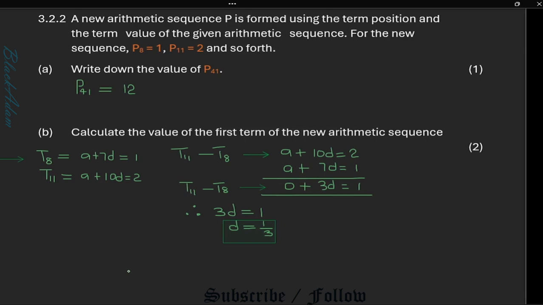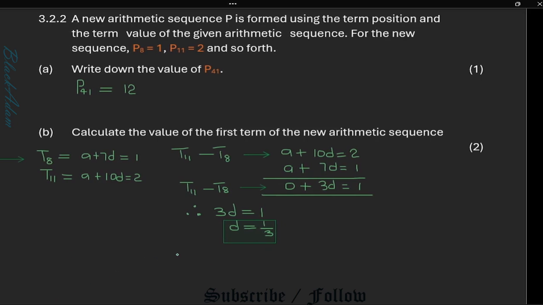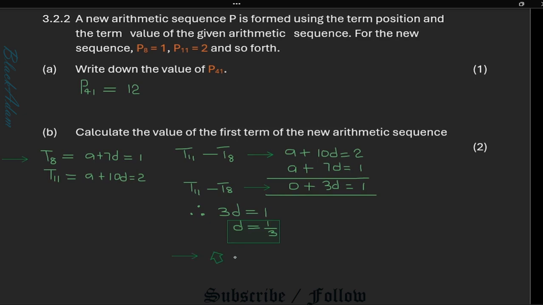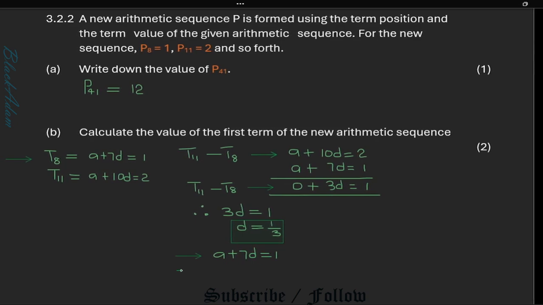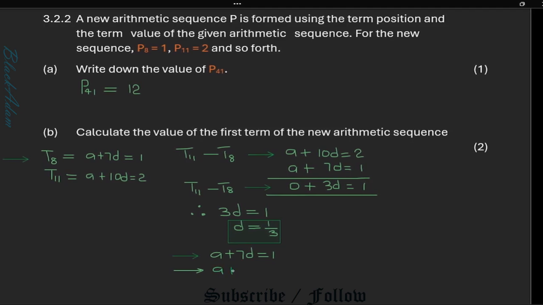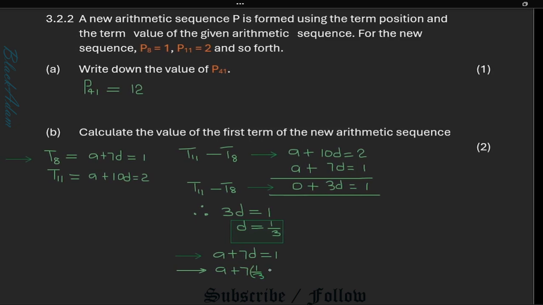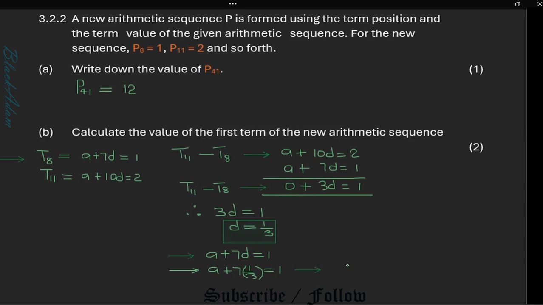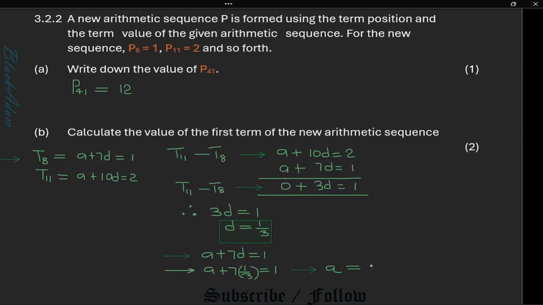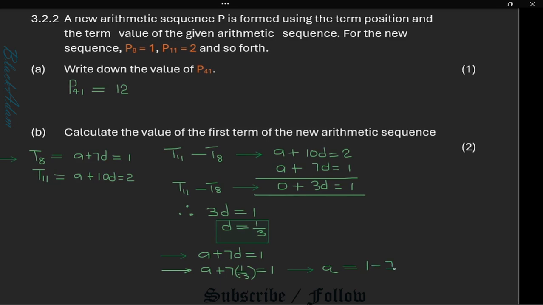So remember that we need to solve for A. So solving for A there, we have to use the original equation, any equation of whether T8 or T11. So I think we'll use T8, so A plus 7D is equal to 1. And then we're solving for A, substitute D, so 7 bracket, D is 1 over 3. So A plus 7 over 3 is equal to 1. And then A will be 1 minus 7 over 3. So to make 1 there is 3 over 3 minus 7 over 3.